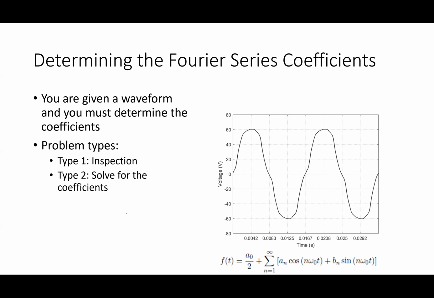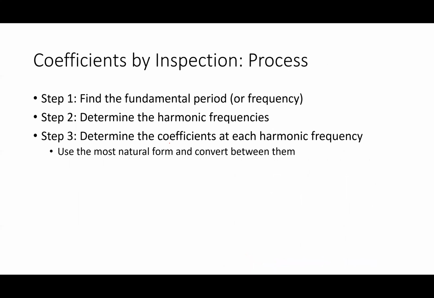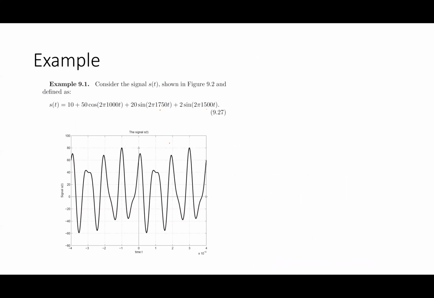It's turned it into some sort of strange looking shape. If I have that, I can solve for the coefficients using calculus. That's what I'm calling this type 2 approach. But to get ourselves comfortable with it at first, we're going to just do it by inspection. So I want to look at a waveform and figure out what the coefficients are. I'm going to look at one like this, where I've given you a function for it, and you have to work through that function.